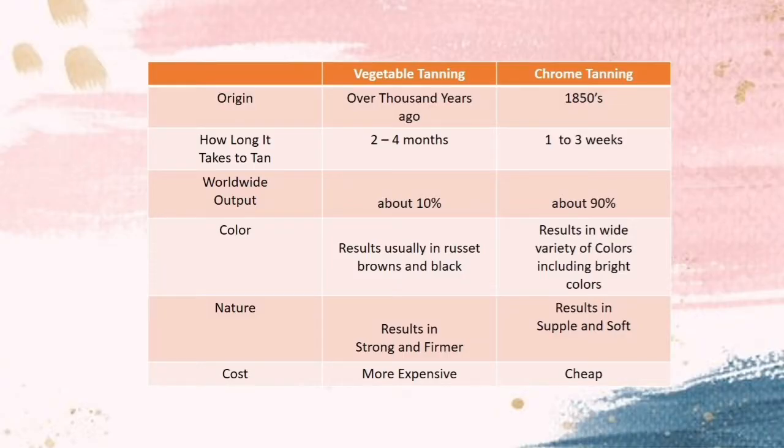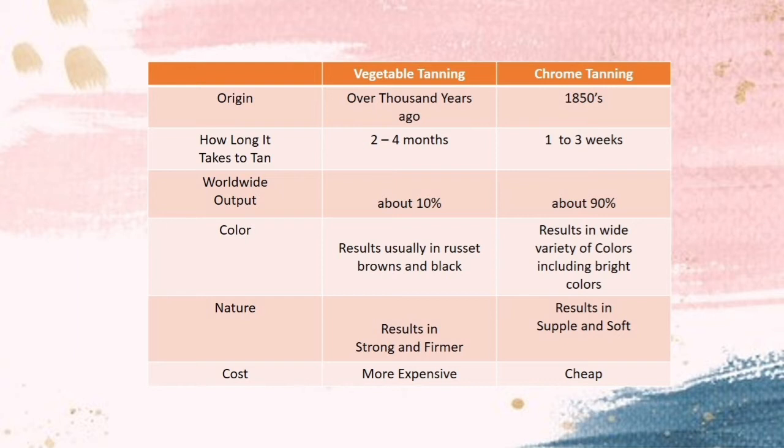Chrome tanning is for light leathers, and the chief use of vegetable tanning is for heavy leathers used for soles and belting. Vegetable tanning lasts 2 to 4 months, while chrome tanning lasts for 1 to 3 weeks. In color, vegetable tanned leather usually results in russet browns and black, while chrome tanned leather results in a wide variety of colors including bright colors.